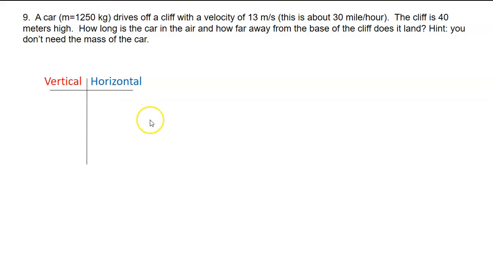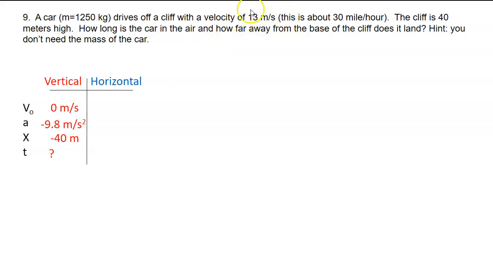All right, same chart as always. Same variables, and let's plug in what we know. We know the initial velocity vertically is 0. Acceleration is always negative 9.8. Negative 40 meters, remember, because the car is falling down. It's going to travel 40 meters in the downward direction. That's what that negative tells us. And we don't know how long it's going to be in the air. That's what we're trying to find.